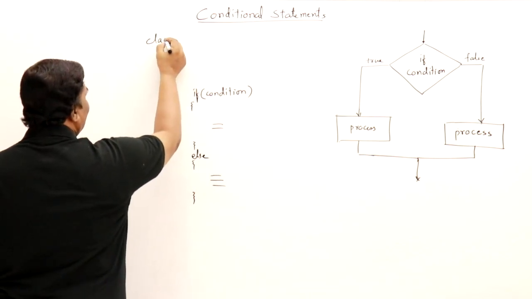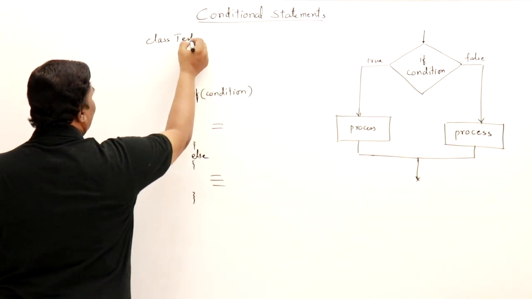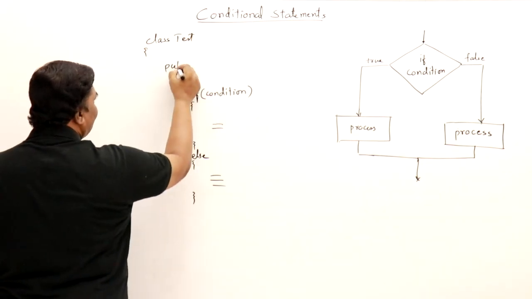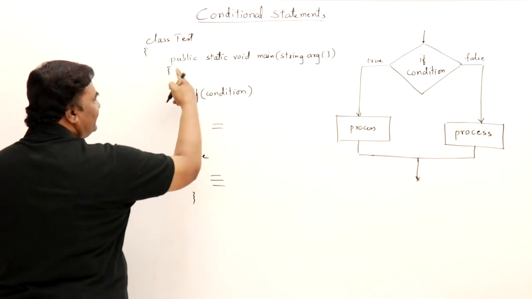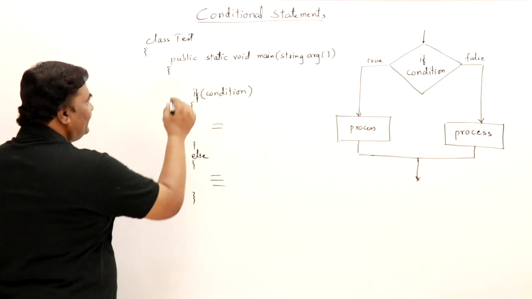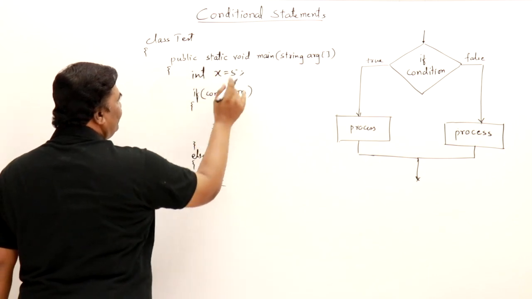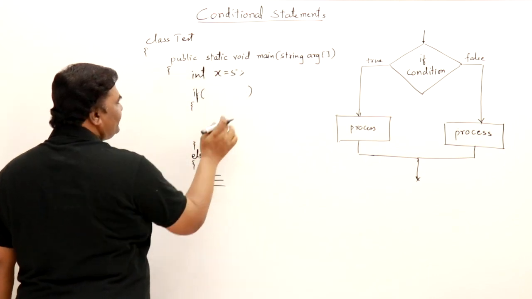Let us say class test. Then inside this we must write down a public static void main method. So this is the main method. Inside the main method, I will declare one variable x here, and inside this I will store the value 5. Now here I will write down a condition.